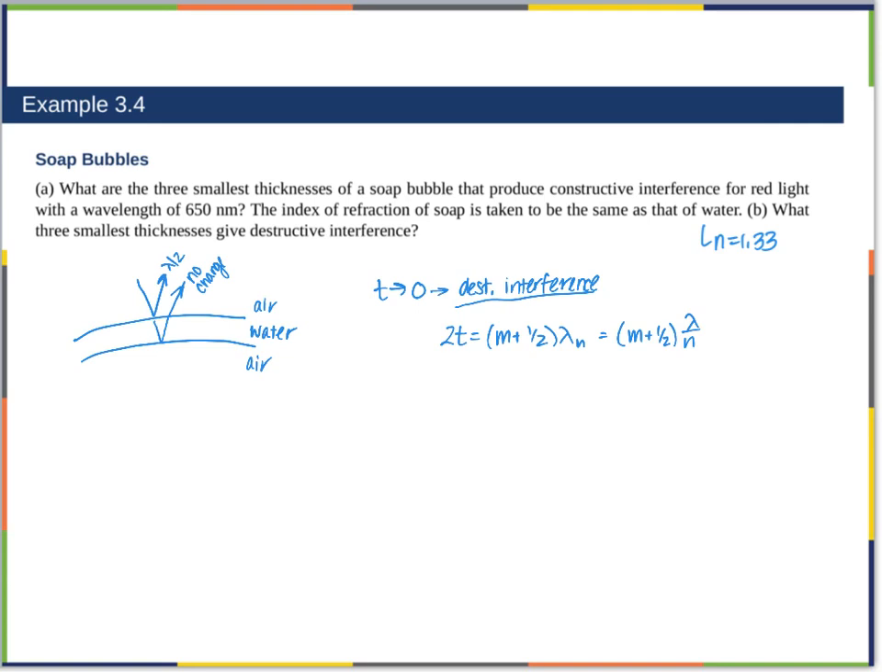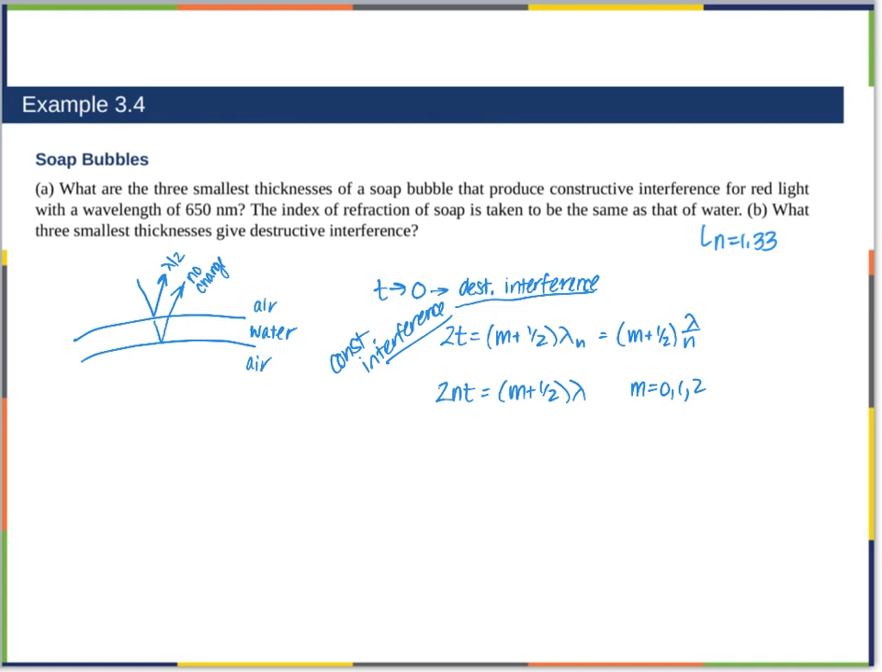If we had no thickness, or the thickness was approximately 0, it would be destructive interference. And so I should write here that this makes our condition for constructive interference. That's what I wrote down right here. Now it says the three smallest thicknesses, so let's say this will change into 2nt is equal to m plus 1/2 times lambda. And so we'll look at m equals 0, 1, and 2 for our three smallest thicknesses.